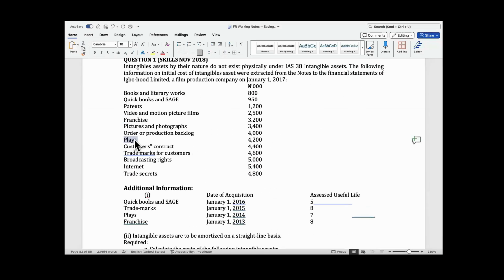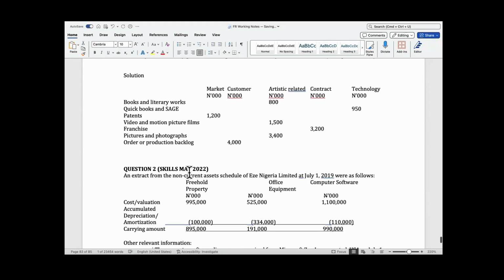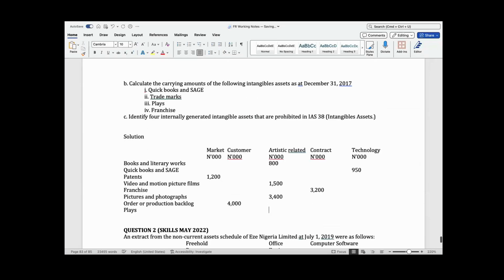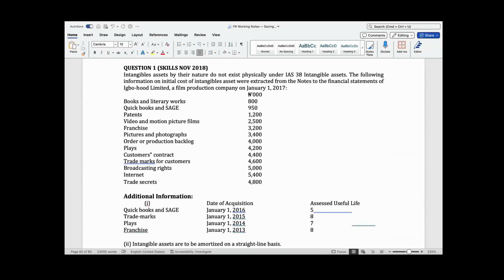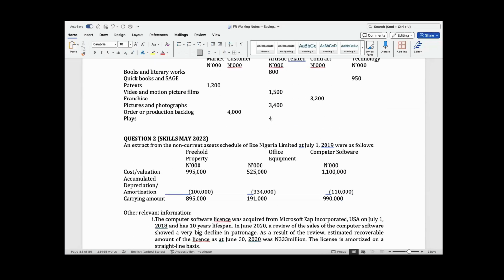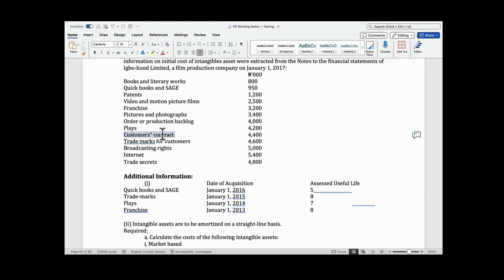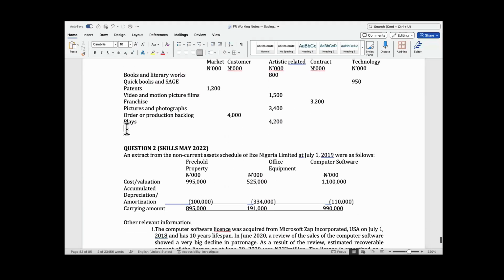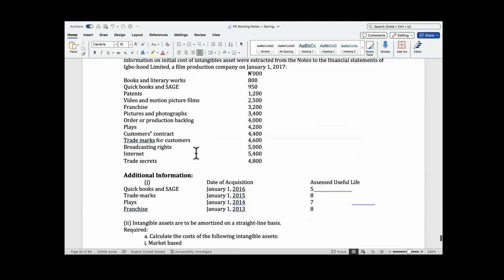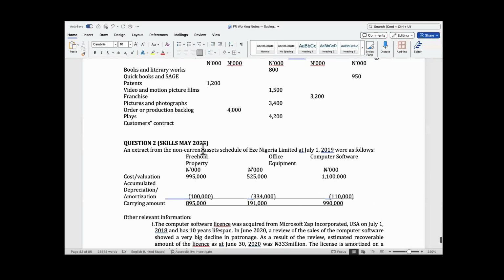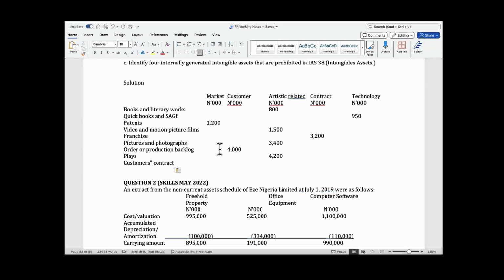What about place? Artistic. Market. Artistic related. Artistic, sir. Is artistic for two? What about customer contracts? Customer. How much is it? 4,004. Why not customer? Why not contract? Contract. I think it should be contract.